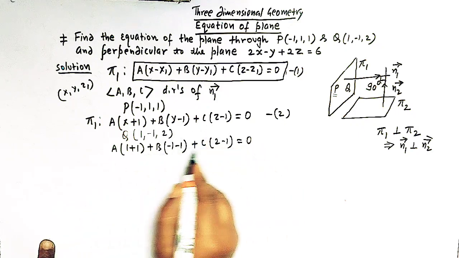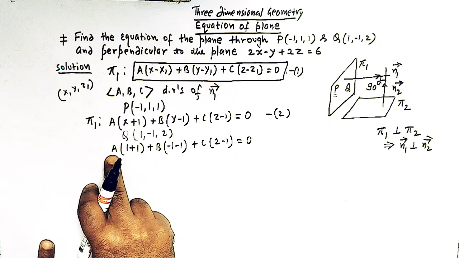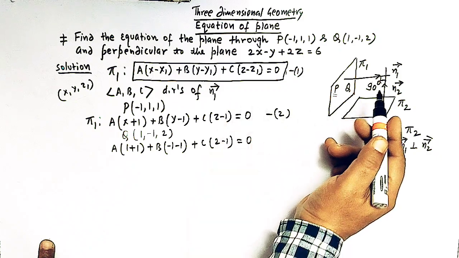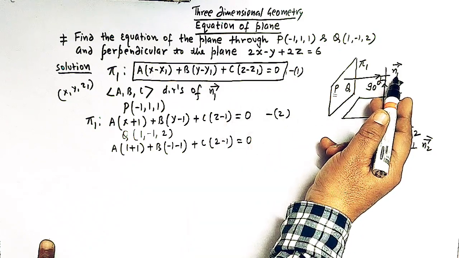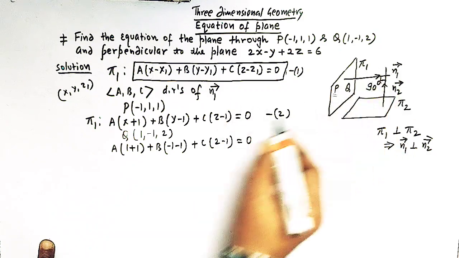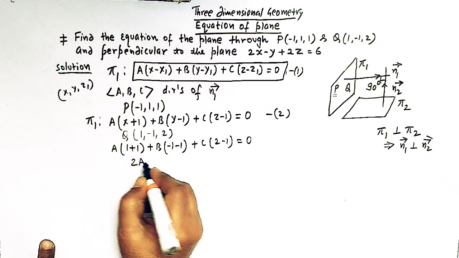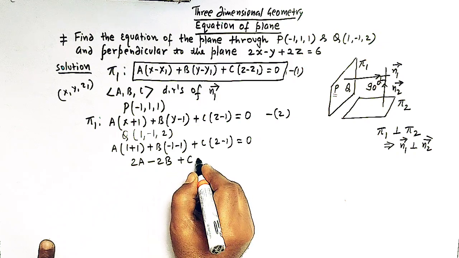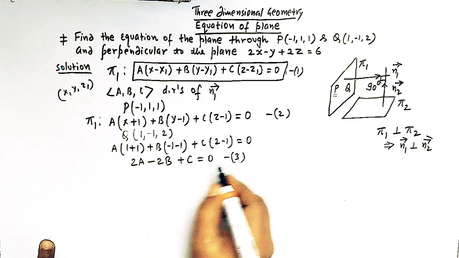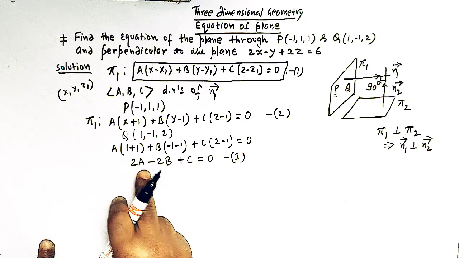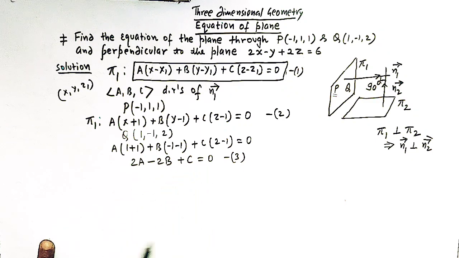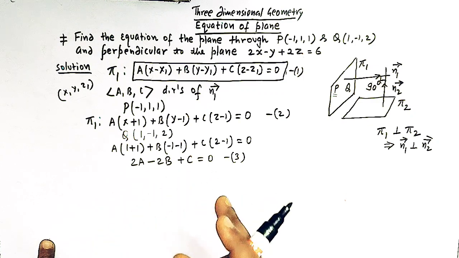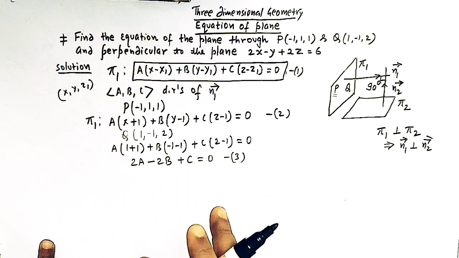So now we have an equation containing a, b, c, where a, b, c are the direction ratios of the normal vector n1 to this plane pi 1. So we have now 2a, then we have -2b, and here we have simply c, right? So now we have this equation in a, b and c. Now let us form another equation in a, b, c by using the concept of direction ratios, right?